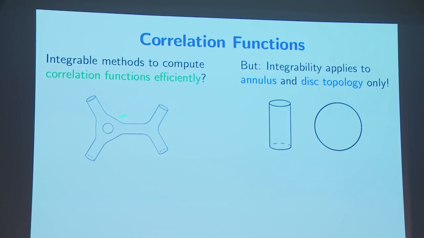The trouble is, if you want to apply integrability, then you realize that this works best if the string worldsheet has the topology of an annulus or even of a disk.